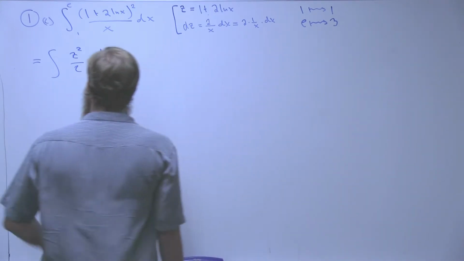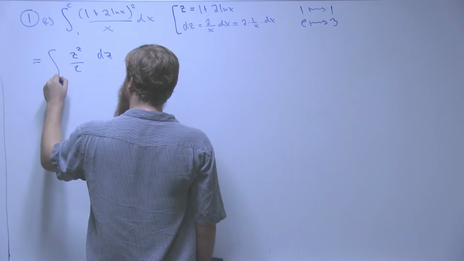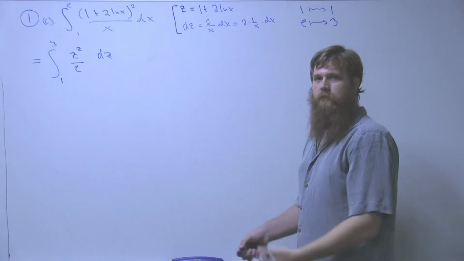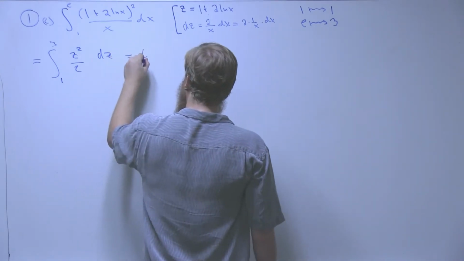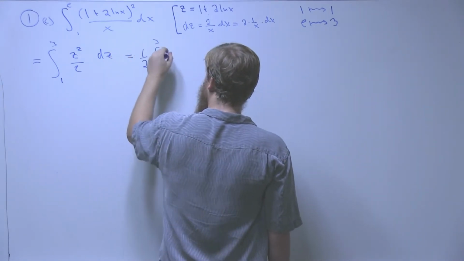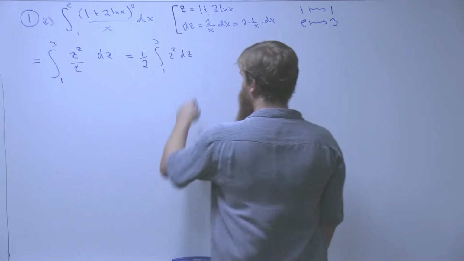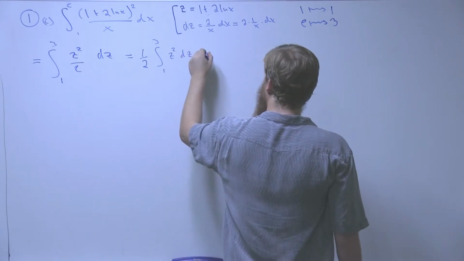So my old integral went from 1 to e. My new integral will go from 1 to 3. Sounds kind of cute, doesn't it? Okay, now all we have to do is evaluate. I'll bring out my 1/2. And now I'll use the power rule to find an antiderivative for z squared.